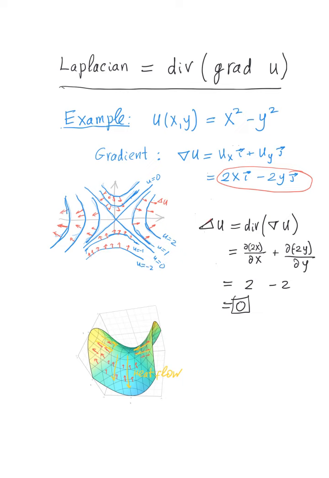And we can also visualize what it means for the Laplacian to be 0, or more specifically for the divergence of the gradient field to be 0. That means that there are no sources of cold and heat inside of the region. So whatever heat is flowing in, it will be flowing out.